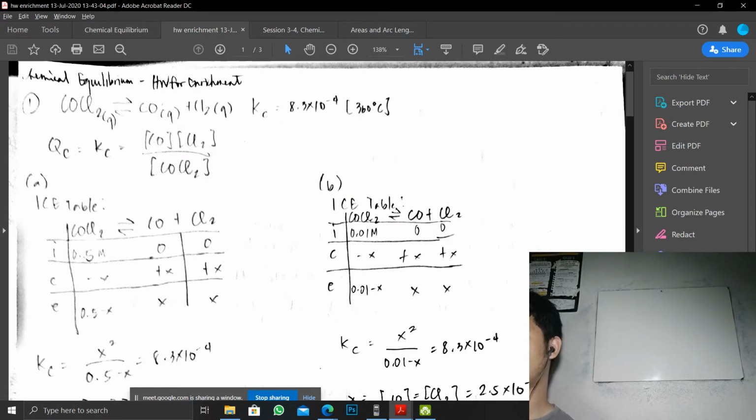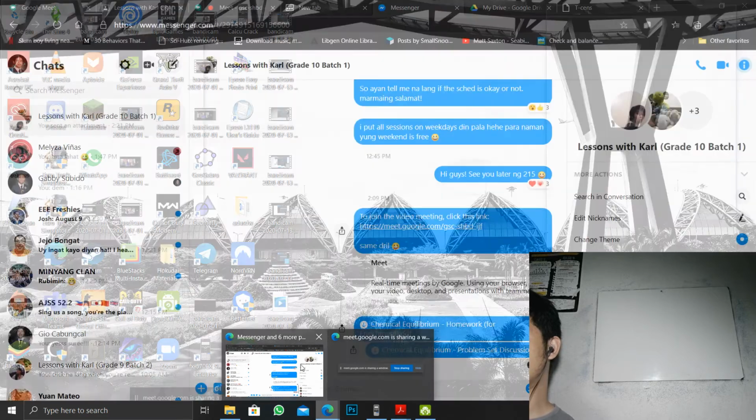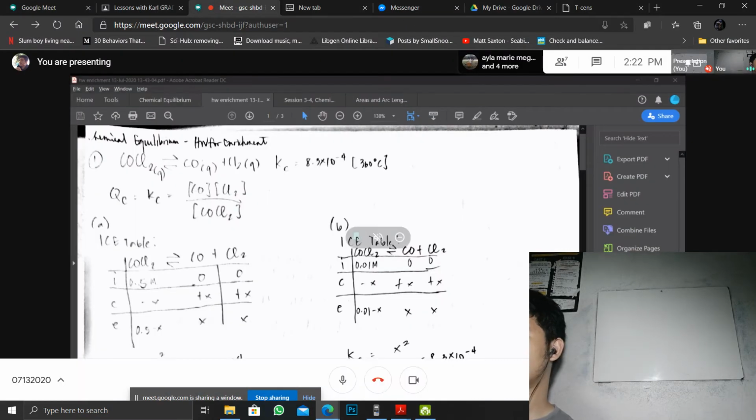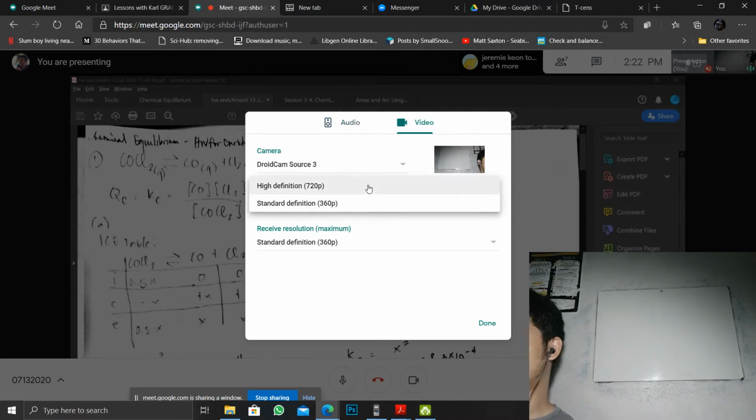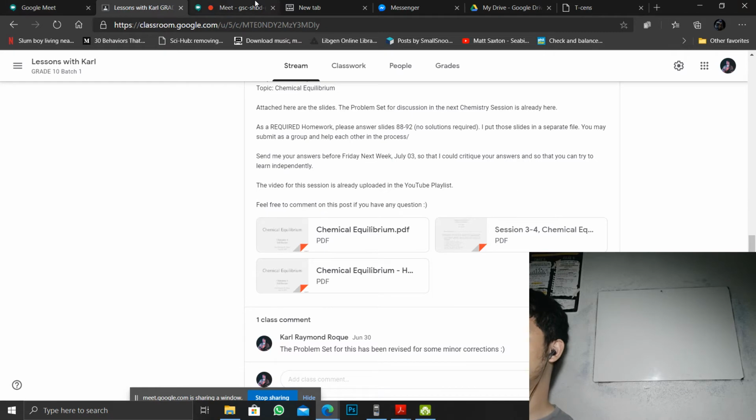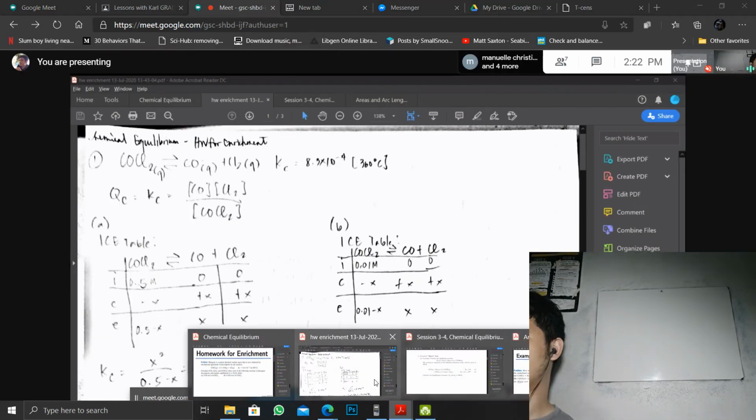So, ayan. Ay, wait lang. Meron ako nalimutang gawin. Para mas malinaw for you guys, ayusin ko yung send resolution. Yan. There we go. Yan. So, let's look at the solution.